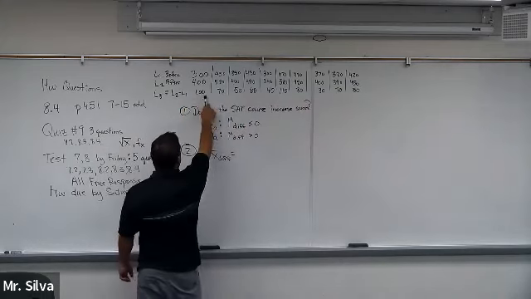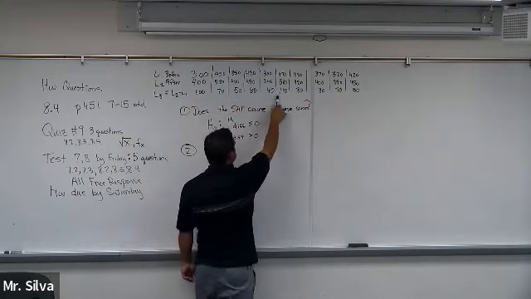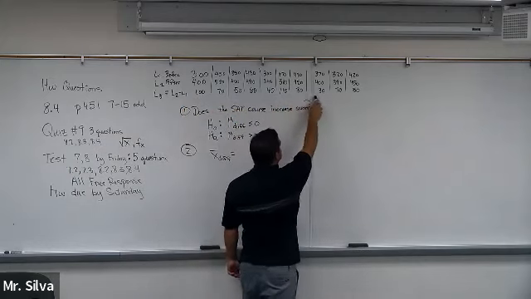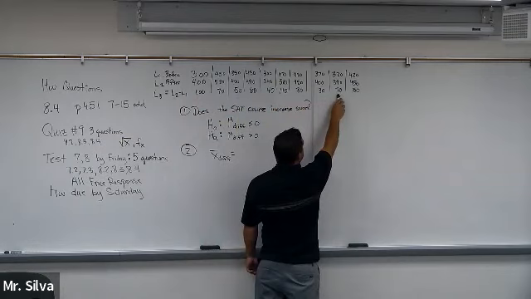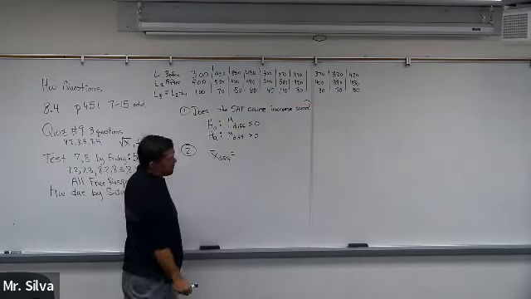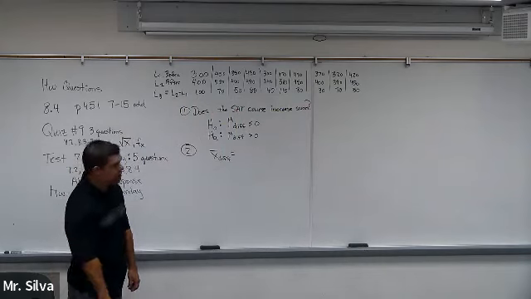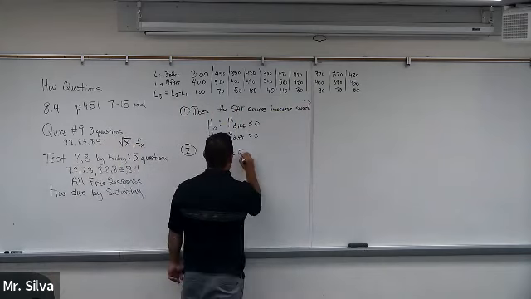Let's add them all up. 100, 220, 280, 320, 430, 460, 490. I can't do my math now. 560, 590. 590 divided by 10. 59.